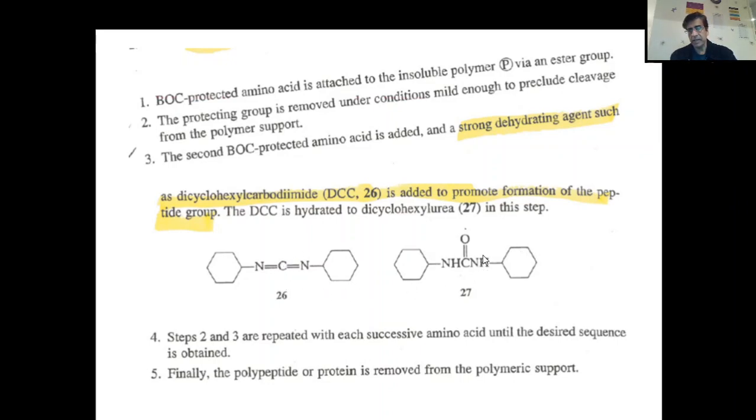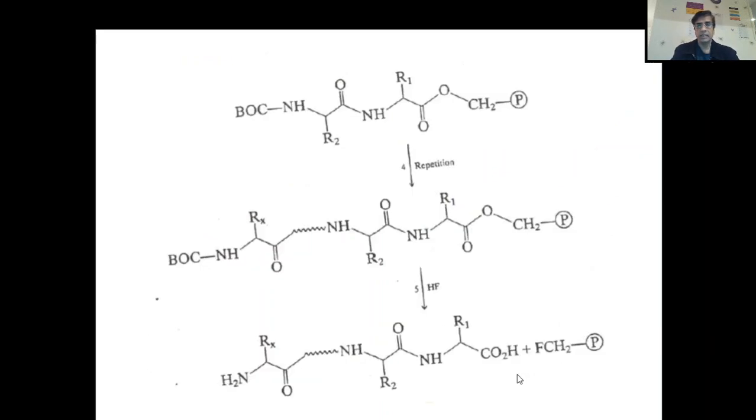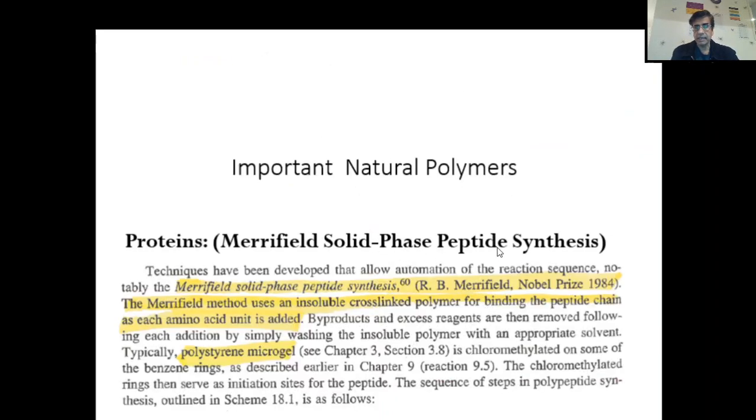So DCC will be converted into dicyclohexyl urea. And that's how water is consumed. And the reaction is completed. Then you repeat step number 2 and 3, however many times you want. And finally, you separate the peptide or protein from the polymer support, and this is called solid phase peptide synthesis. And this is one of the important peptide synthesis techniques, and it is always a choice of the questions for the exam.